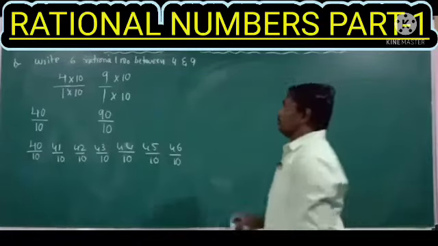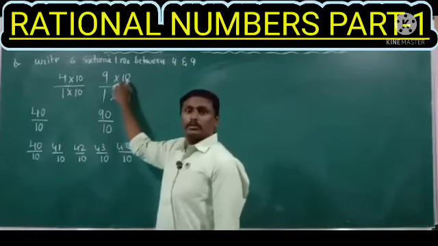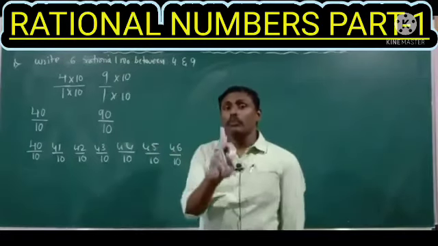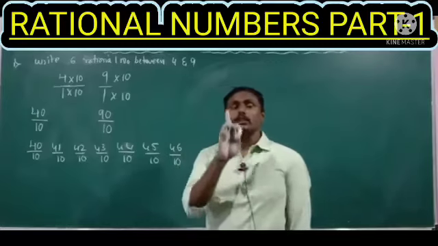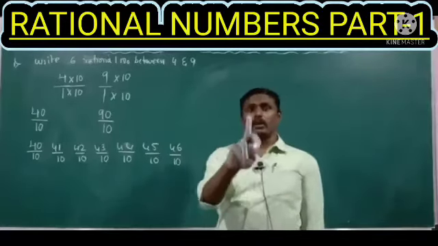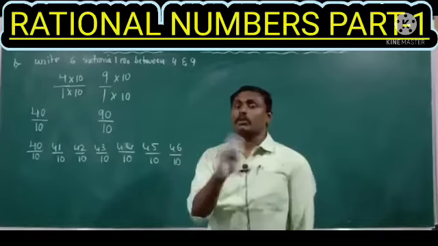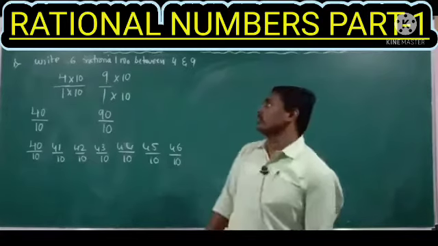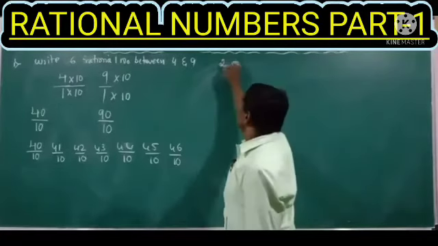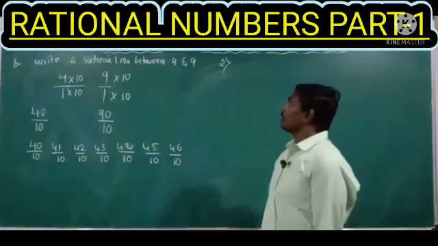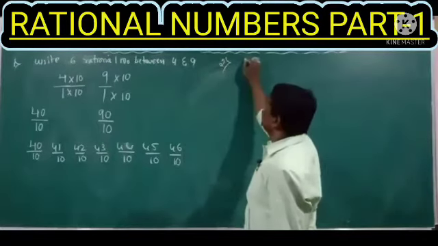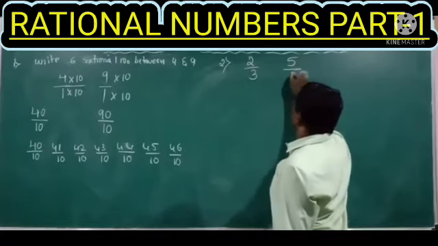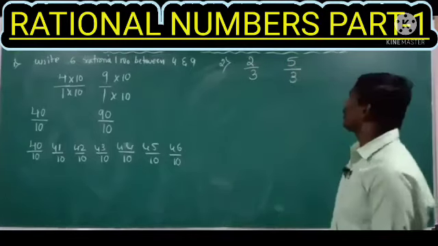Okay, now in this method you need to keep the main point in your mind: you need to multiply the same number for both the fractions, for both numerator and denominator. Okay, next, second method. Now I am taking two different numbers. Write the rational numbers between 2 by 3 and 5 by 3.